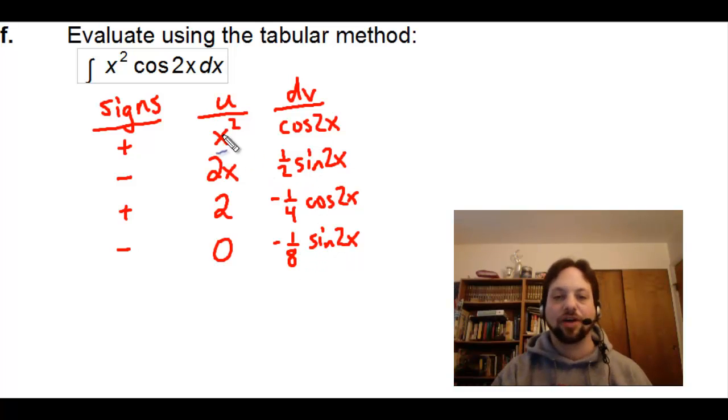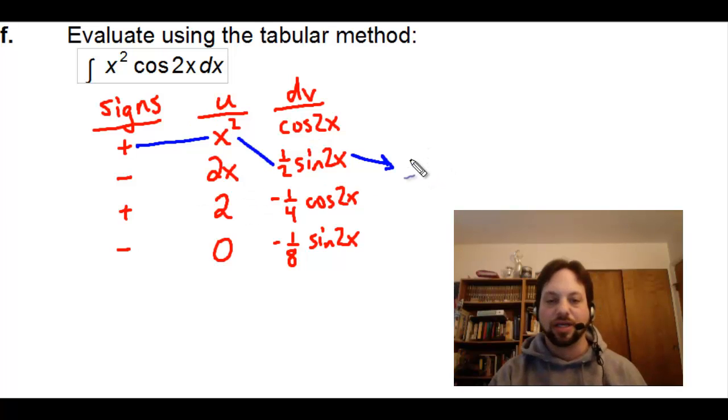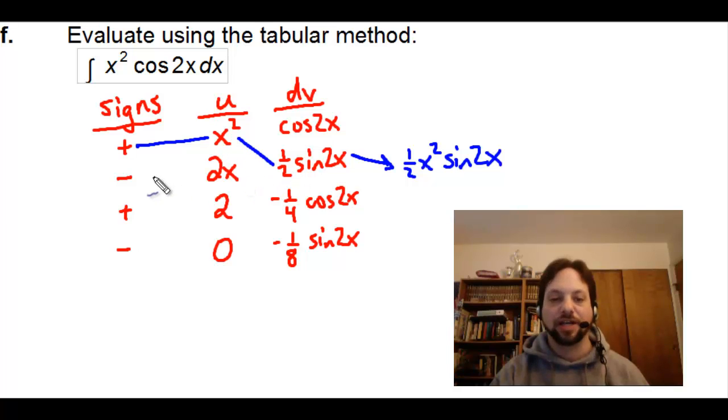But once I have it all set up in this manner, all I need to do is go across and then down like this, and these will give me my factors. My first term of this integral is simply going to be 1/2 x squared sine 2x. Observe where I got that from. It was positive, my x squared, and my 1/2 sine 2x.